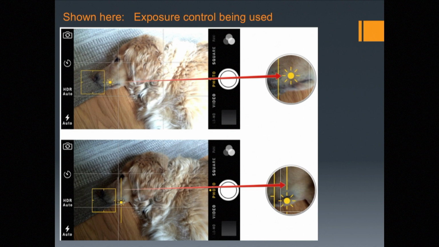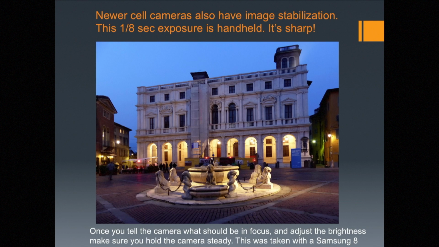But I digress. The main thing is that you hold your finger down on what it is that you want to be properly exposed. It will focus the camera on that subject, and then you can change the exposure by moving that sun up and down. And this is another situation where you can lighten or darken the image to your taste.